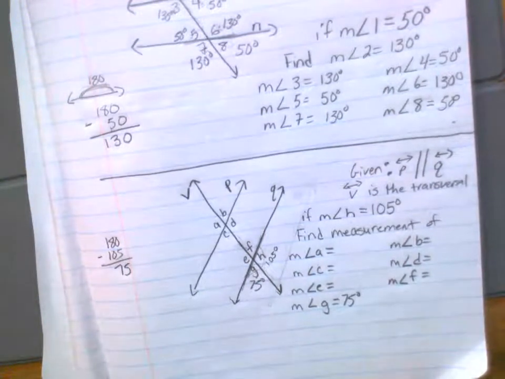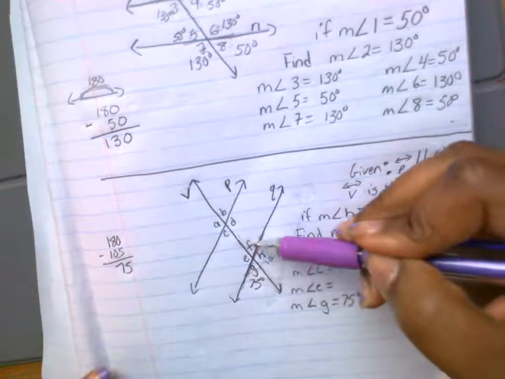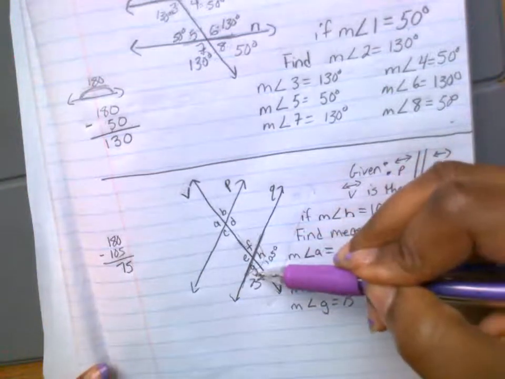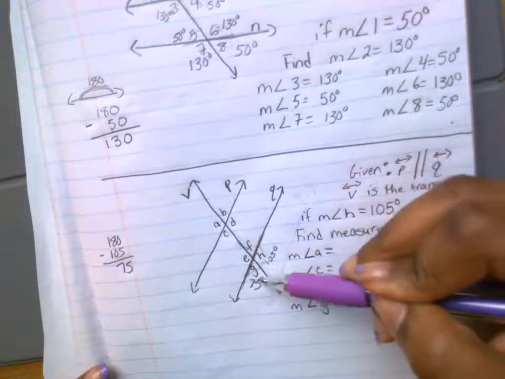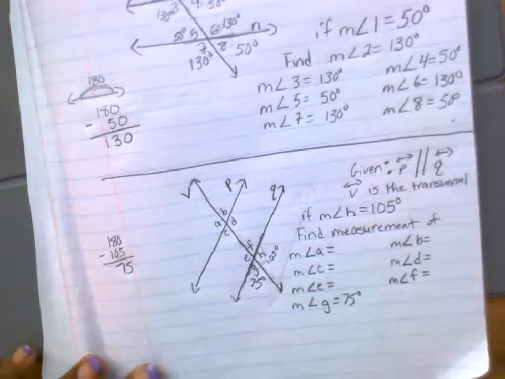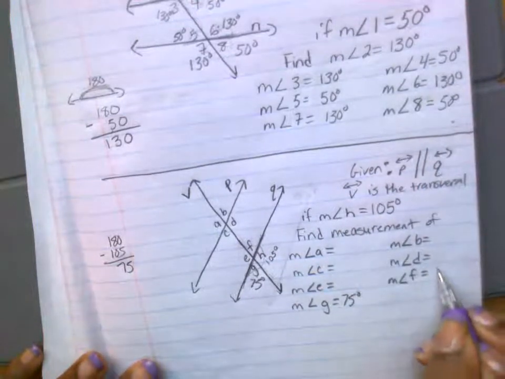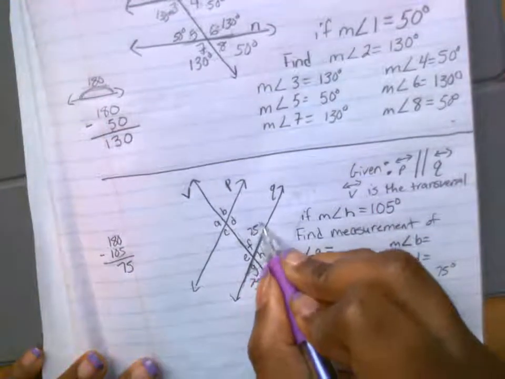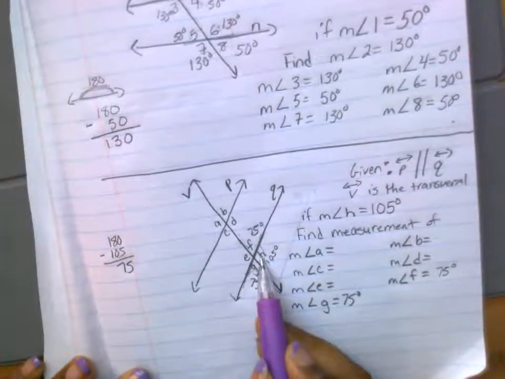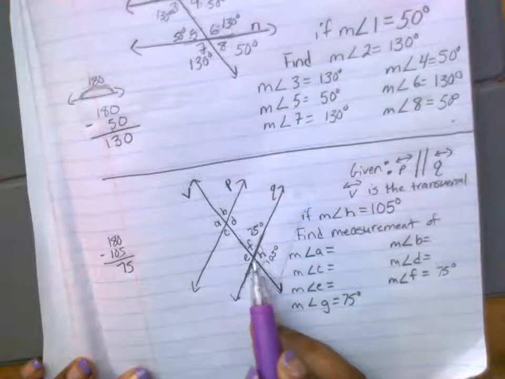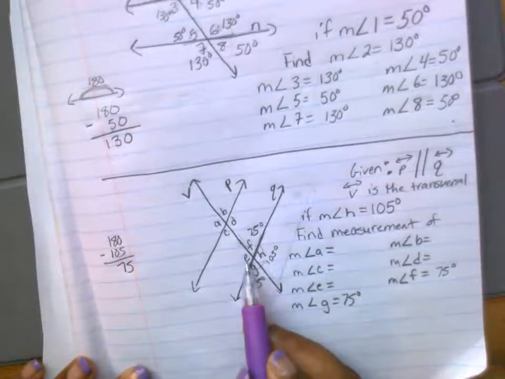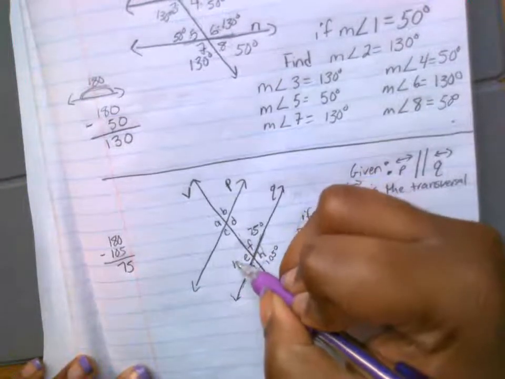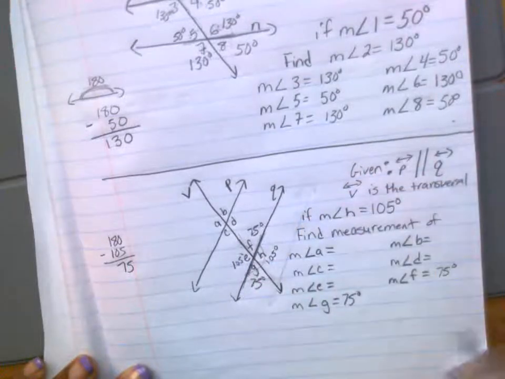Okay. So now I can use all those other definitions that we talked about. Vertical angles being one of them. G is vertical to F. So whatever G is, so is F. So F is also 75 degrees. Okay. H is vertical to E. They're diagonal from each other. So whatever H is, so is E. So E is 105 degrees.